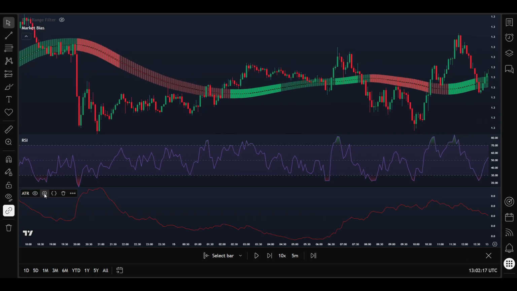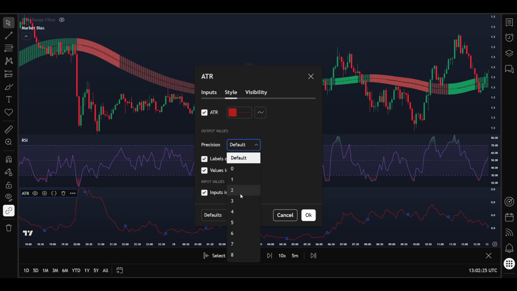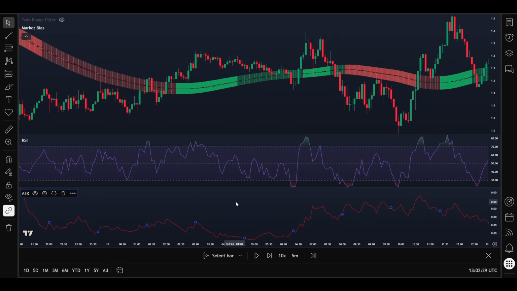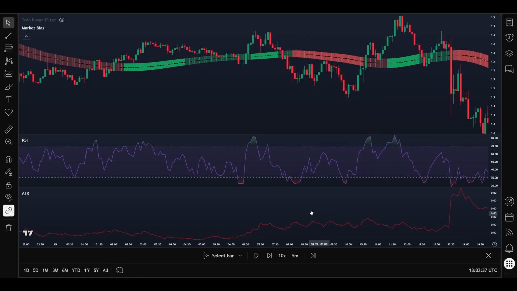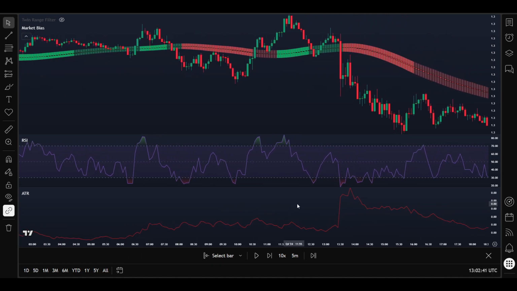ATR. Inputs. Length equals 5. Style. Precision equals 2. Reading Rule. We'll use 3 times ATR of the entry candle to place stop distance. Convert points to pips if needed. This keeps stops proportional to current volatility. Tight markets equals tighter stops. Volatile bursts equals wider stops.